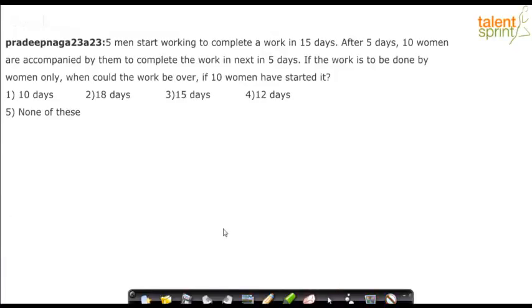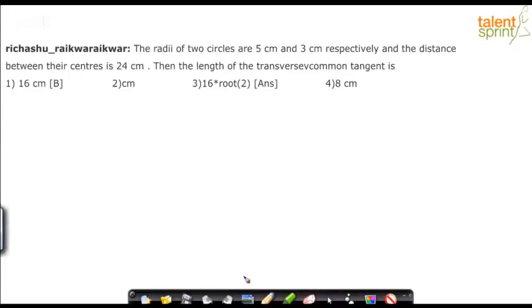So moving on to the next one. Next question is from Richard. The radii of two circles are 5 centimeter and 3 centimeter respectively. The distance between their centers is 24. Richard, this is a formula-based question. Why do you want me to solve it? And moreover, we have discussed already that we will not be taking up questions from trigonometry, geometry, and algebra. I mean, let's focus only on topics which are common for bank and SSC.